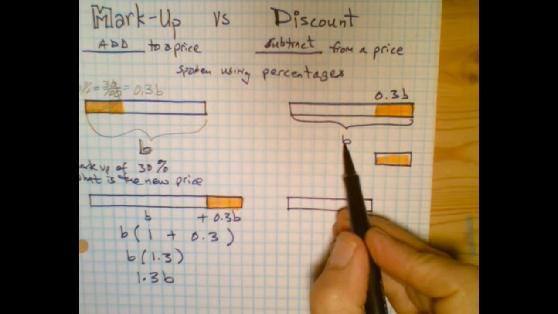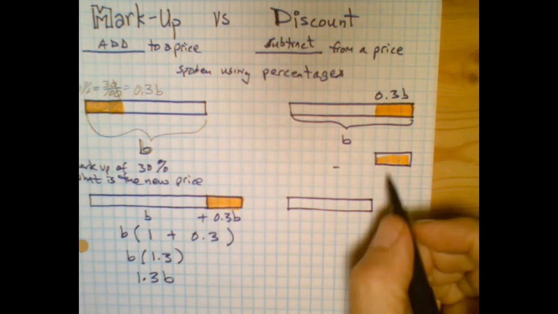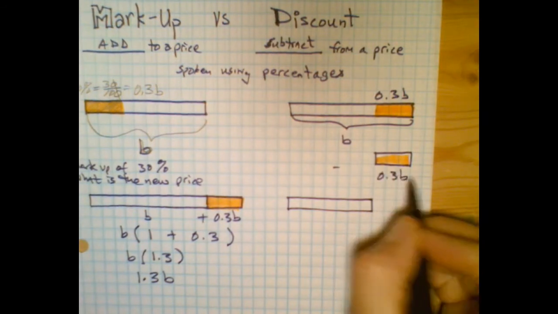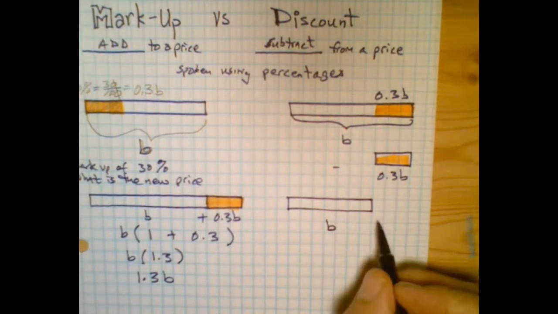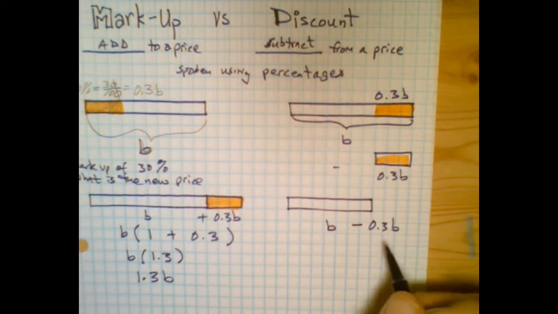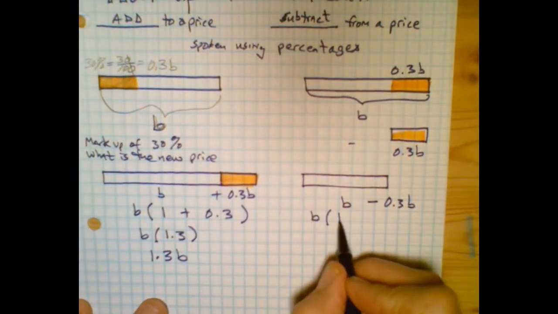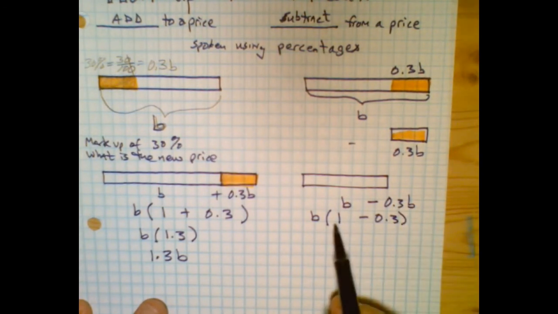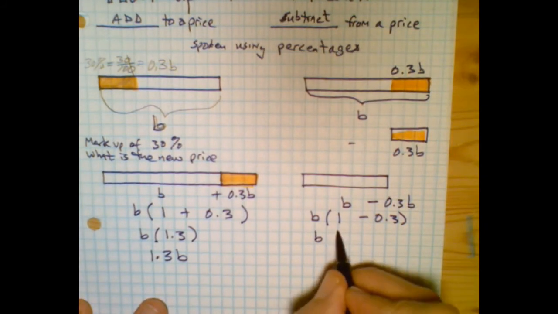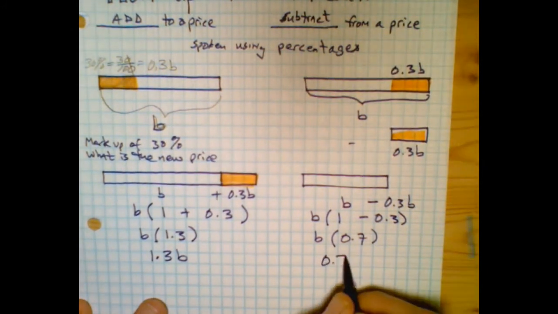So I had B. I'm subtracting 3/10 B, excuse me. And so what I have here is my 1B minus this part I've taken off, 3/10 B. And using the same algebra I did here, I can write it this way: B times quantity 1 minus 3/10. Well, if I apply order of operations, 1 minus 3/10 is 7/10. And so my discounted price is going to be 7/10 B.